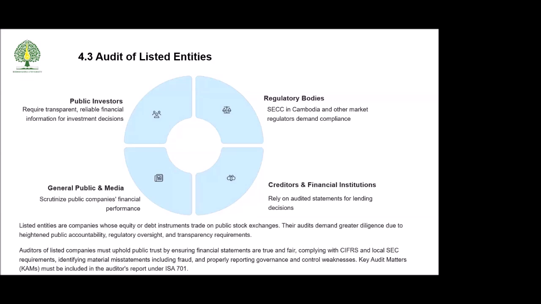Auditors of listed companies must uphold public trust by ensuring financial statements are true and fair and complying with CISA and local Securities and Exchange Commission requirements, identifying material misstatements including fraud, properly reporting governance and control weaknesses. The key audit matters must be included in the auditor's report under ISA 701.